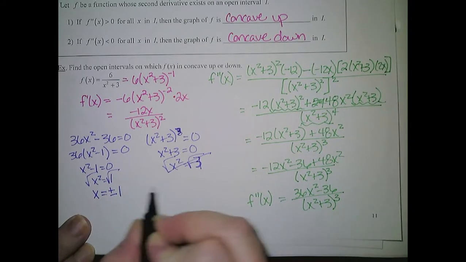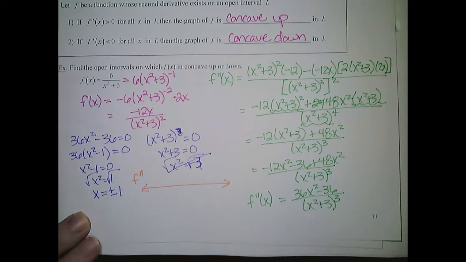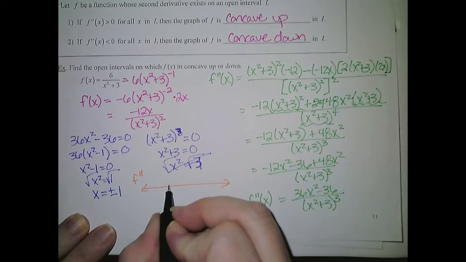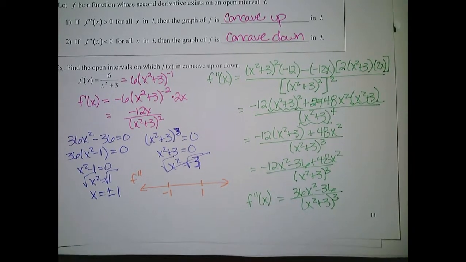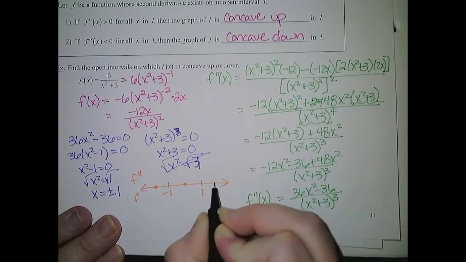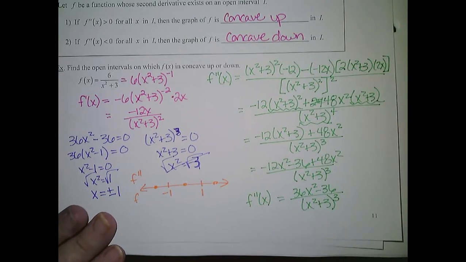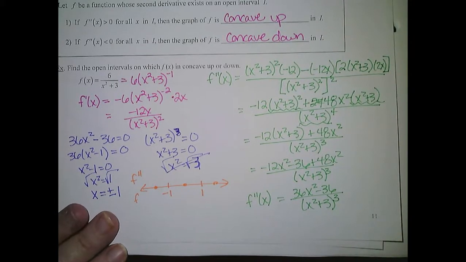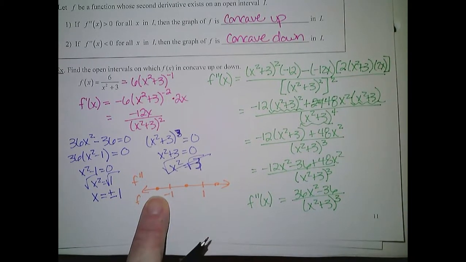So there are two places where the second derivative could change sign. We could change sign at -1. We could also change sign at +1. And what we want to know is, what does the sign of the second derivative look like here, here, and here? If we know that, then we'll know whether or not our graph is concave up or concave down during those intervals. So let's start with a value that's less than -1.